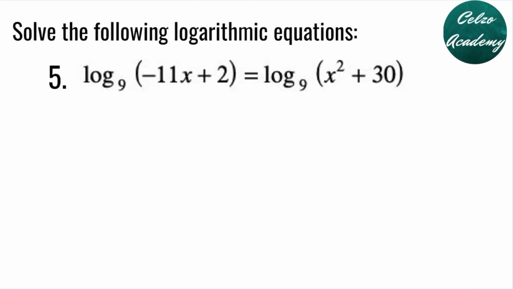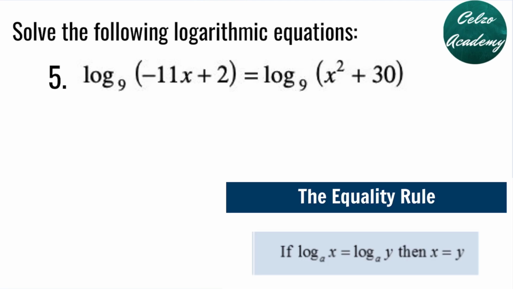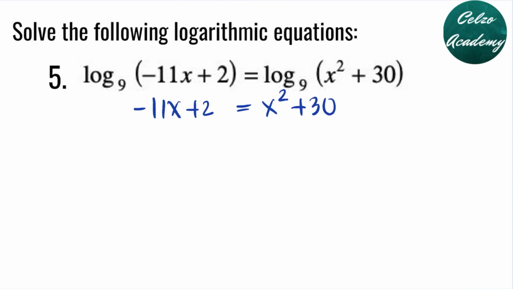Question 5. Log base 9 of negative 11x plus 2 equals log base 9 of x squared plus 30. For both sides to be equal, the value of negative 11x plus 2 must be equal to x squared plus 30. Writing this in a standard quadratic equation, we need to add 11x and subtract 2 to both sides. So we will have 0 is equal to x squared plus 11x plus 28.